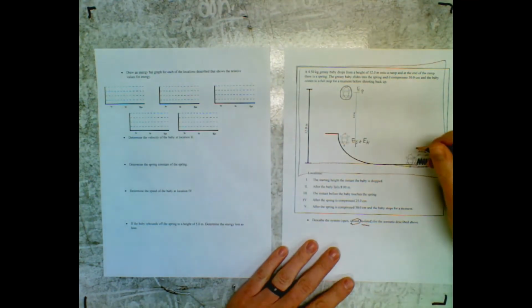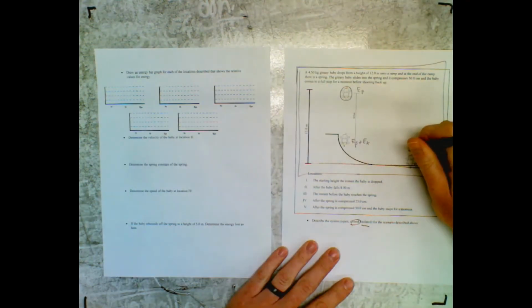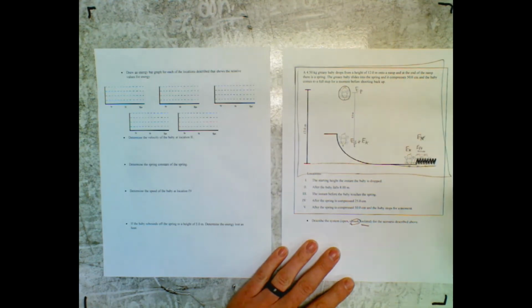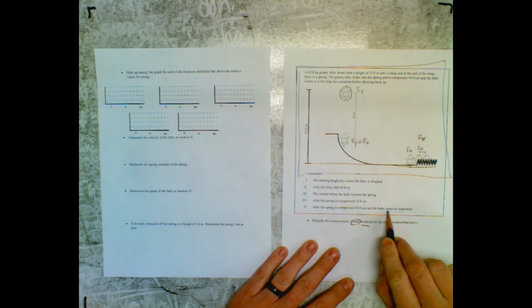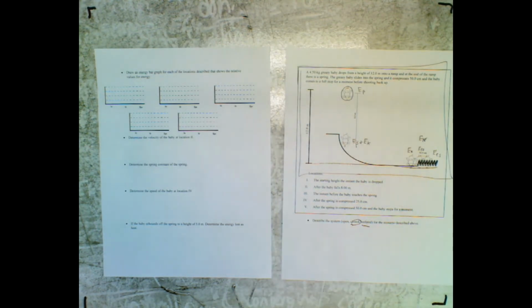And then instant 3, the instant before the baby touches the spring, well, now it's at the reference point, so it's just going to have kinetic, right? And it hasn't touched the spring yet. Then it's compressed 25 centimeters. So here, it's got spring potential, but it also has kinetic energy as well, right? And then after the spring is compressed 50 centimeters and the baby stops for a moment, well, now all our energy is in spring potential energy.